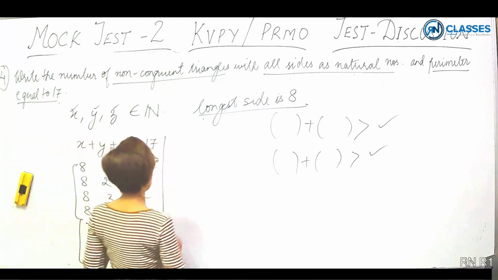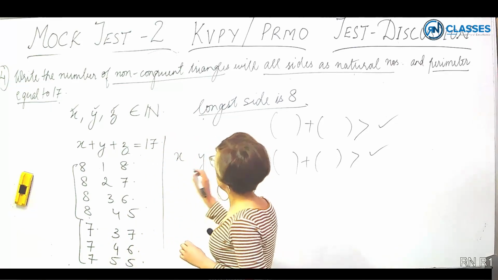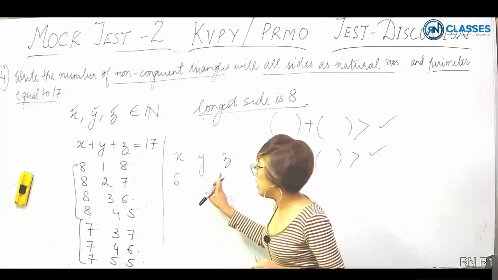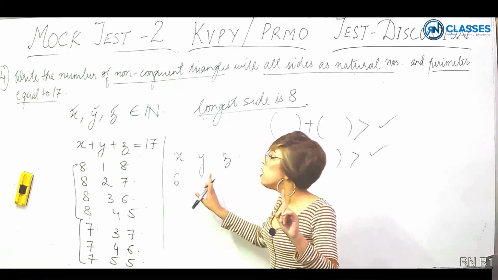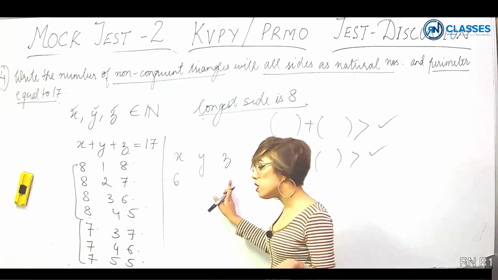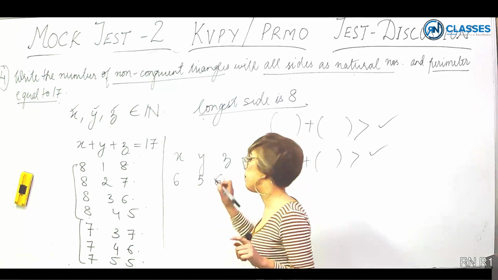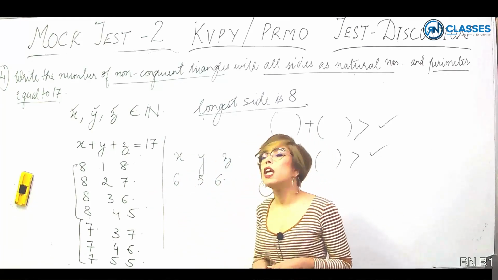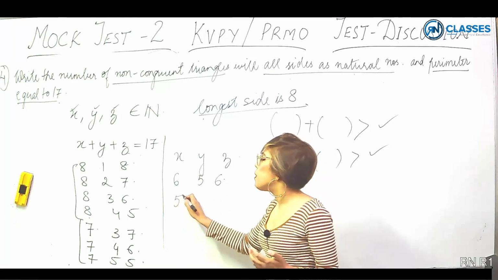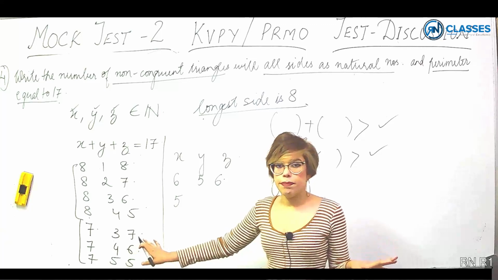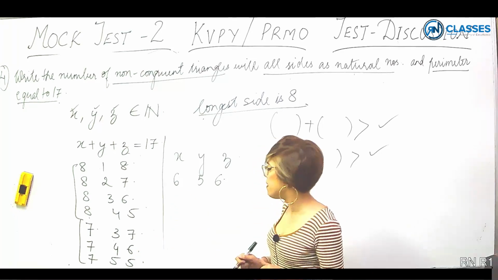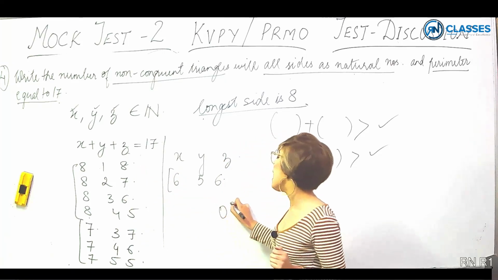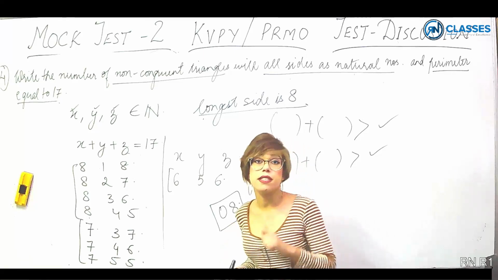Now, let's move on to the longest side 6. If x is 6, the sum of the other two sides is 11. So, obviously, I cannot have 1, 10. I cannot have 2, 9, 3, 8, 4, 7. No, 5, 6 I can have. Next would be 6, 6, 5, but obviously that is congruent, so rejected. Next, the longest side can be 5, but all of those cases have been done. So our cases are done. How many triangles are there? 4 here, 3 here, 1 here. So in total 8 triangles are possible. That is why your answer is 8.